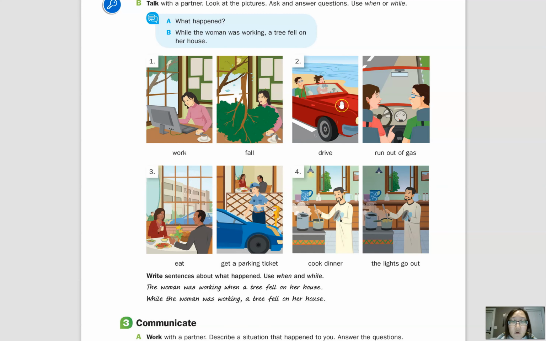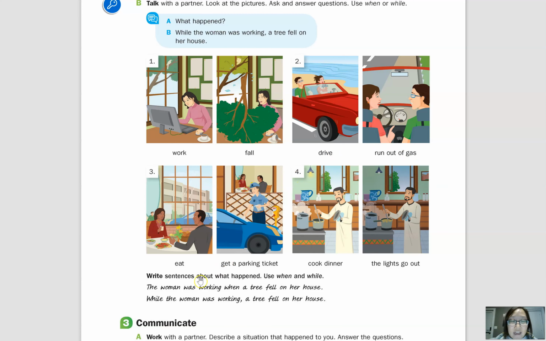Okay, so for number 2, of course we can ask the question, what happened? And if we use while, we can say, while the couple was driving, they ran out of gas. Remember, you have to use past tense. So again, while the couple was driving, and remember, couple is singular, so that's why you use was. But you can also say, while the man and woman were driving, they ran out of gas. Okay, so both sentences are okay.